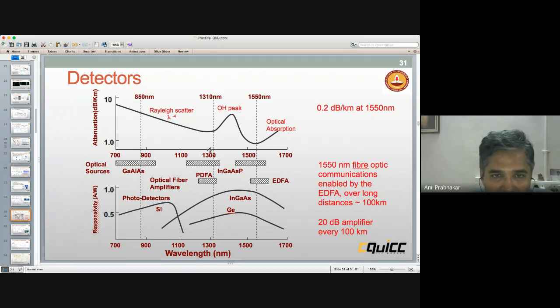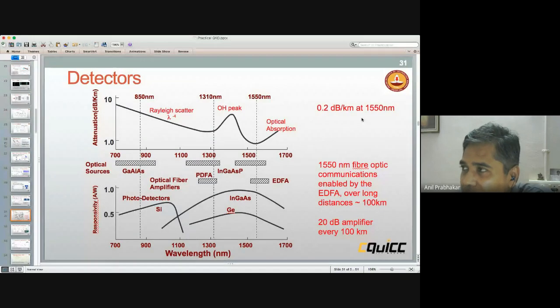The second telecom revolution was at 1310 nanometers, and that was before the OH peak. And that is where we had other optical sources. And finally, the third telecom revolution was at 1550 nanometers, where this dip is out here, and you have the lowest loss. At this dip, you have 0.2 decibels per kilometer at 1550 nanometers. What does that number mean for us? It means that at 100 kilometers, I will have 20 decibels of loss.